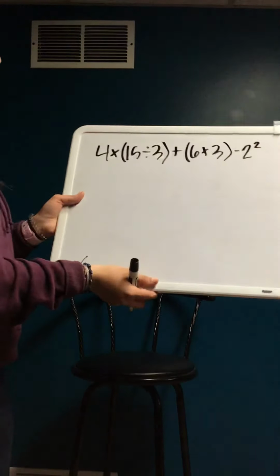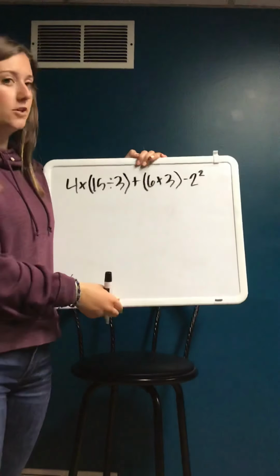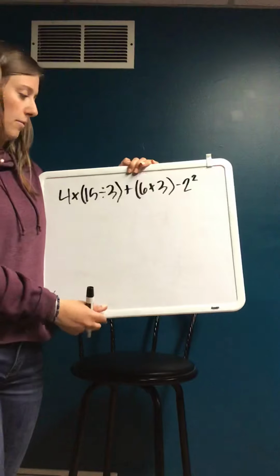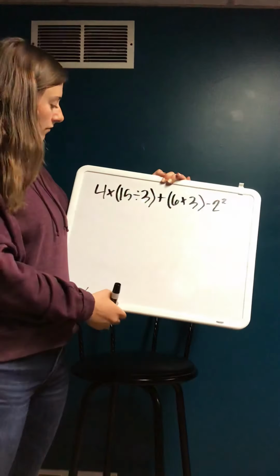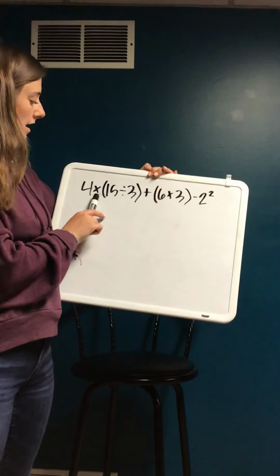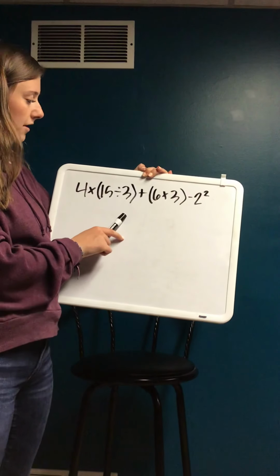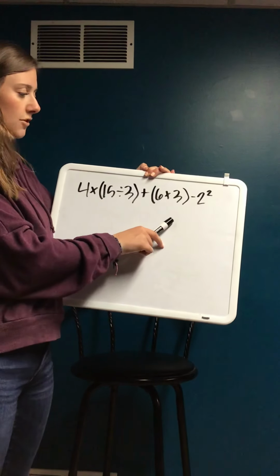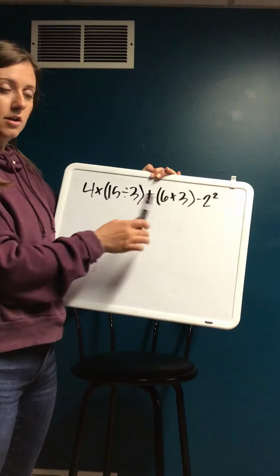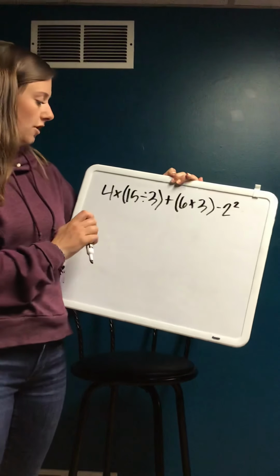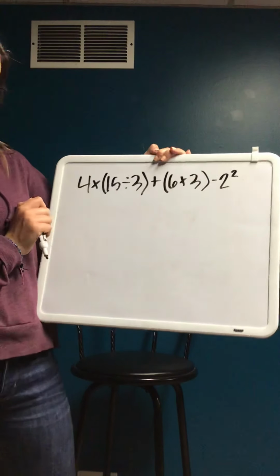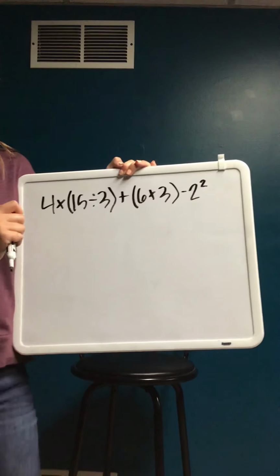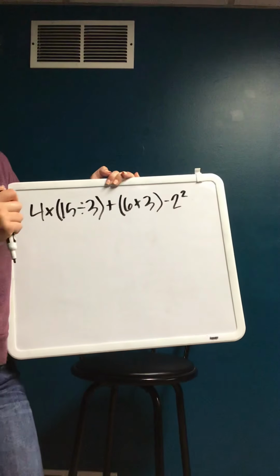Okay, so this equation is a little longer, but all you have to do is just take it step by step using the order of operations, okay? So we have 4 times 15 divided by 3 plus 6 times 3 minus 2 squared. So just take it step by step. Start with parentheses, then exponents, then multiplication or division, and then addition or subtraction. And work with your table.